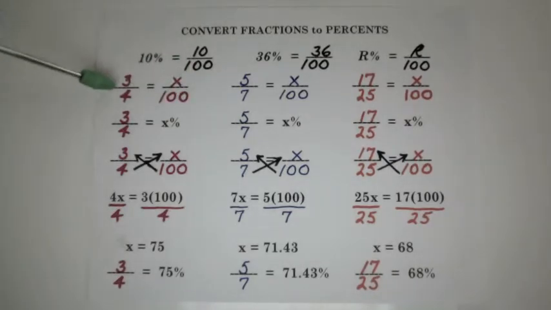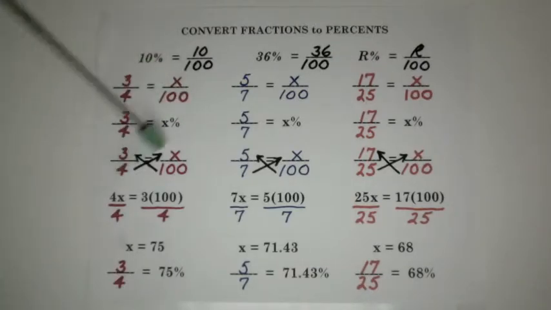I can easily convert this into an equivalent fraction by multiplying the denominator by 25, and I'll get 100. 4 times 25 is 100. Whatever I do to the denominator, I must do to the numerator. Whatever I do to the numerator, I must do to the denominator. So since I multiplied 4 by 25 in order to get 100, I must multiply 3 by 25, and that gives me 75.